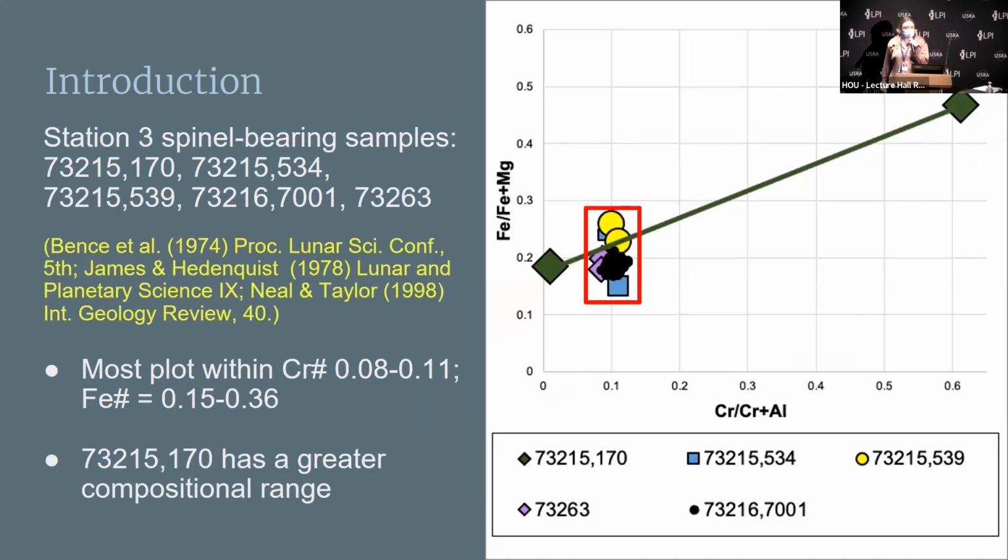Now I'd like to discuss Station 3 spinel-bearing samples. I have five plotted here, three of which are 73215 samples, and the other two are 73216 and 73263. The majority of these plot in a pretty narrow range, from chromium number of 0.08 to 0.11 and iron number of 0.15 to 0.36. However, 73215-170 has a much greater compositional range, from quite chromium poor to more chromium rich.